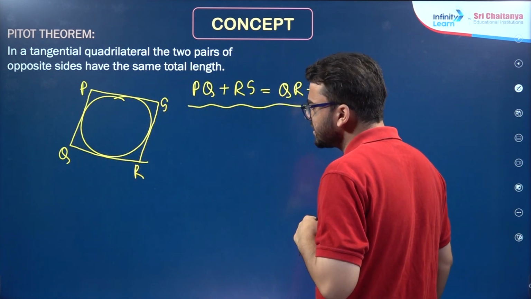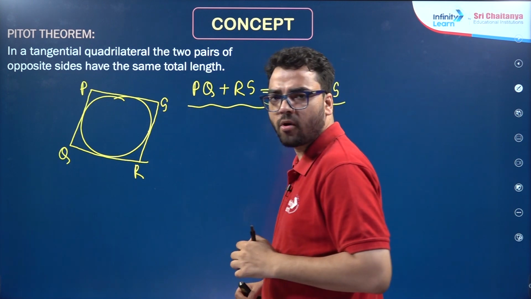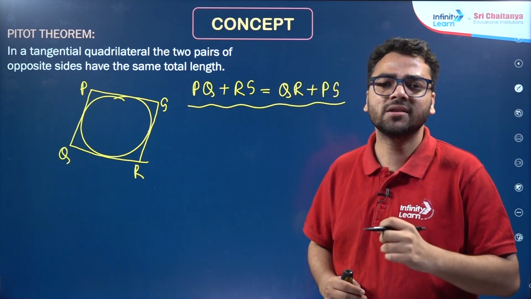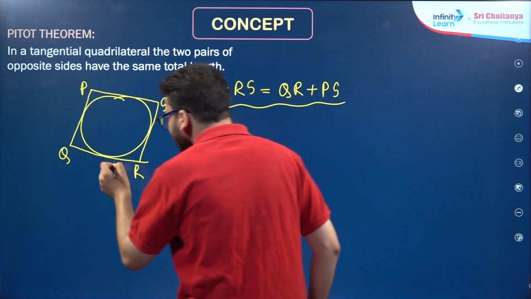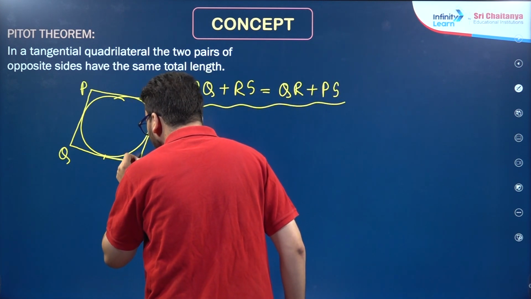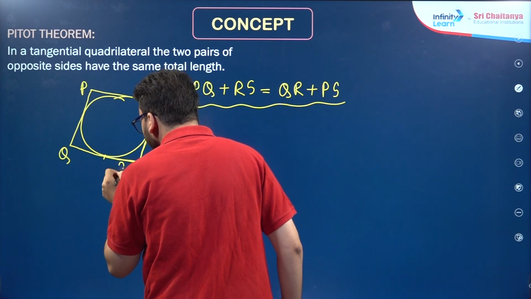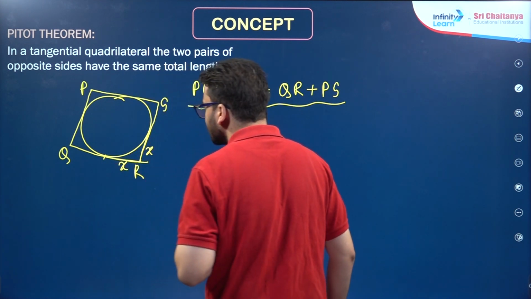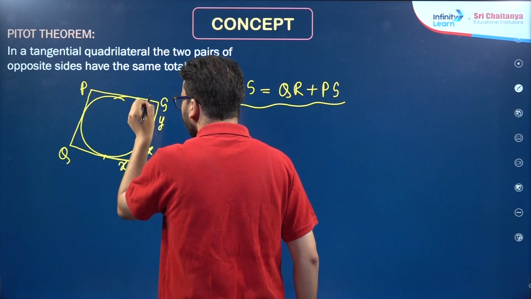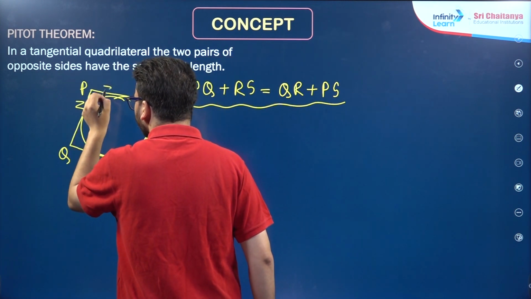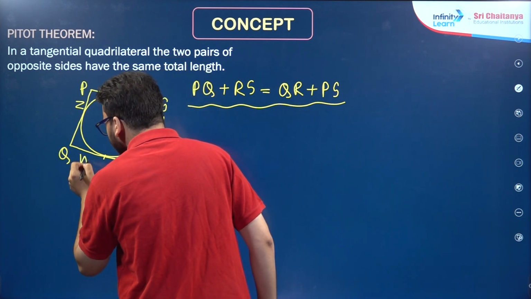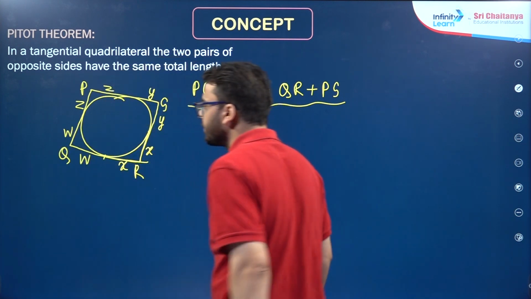And the proof is very simple. We have studied one property that the lengths of tangents drawn from an external point to a circle are equal. It means we can say that this length is equal to this length. It means if this is x, this will also be x. Similarly, if this is y, this will also be y. If this is z, this will also be z. And if this is w, this will also be w.